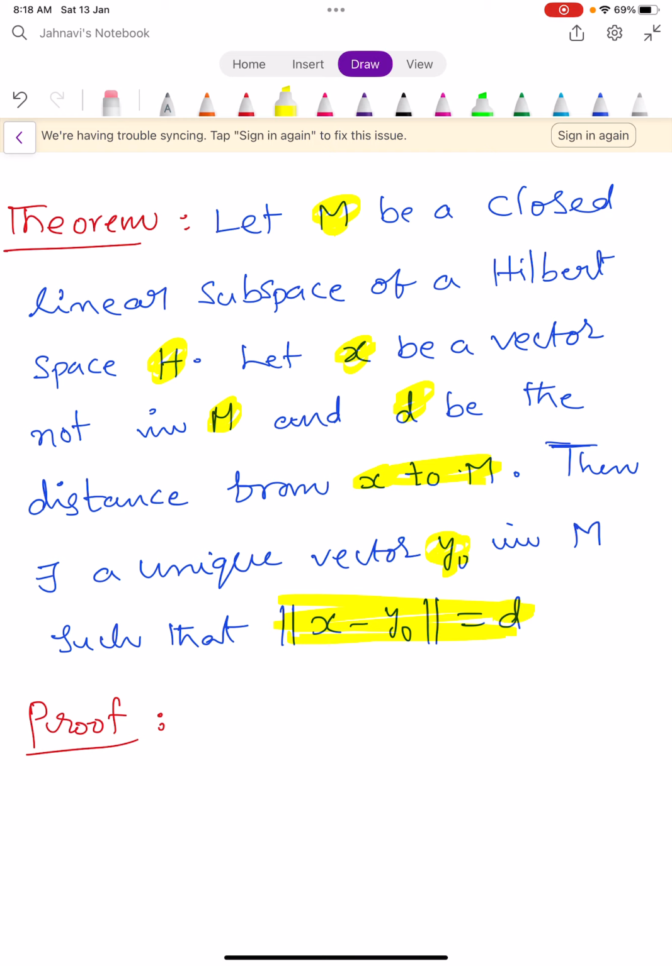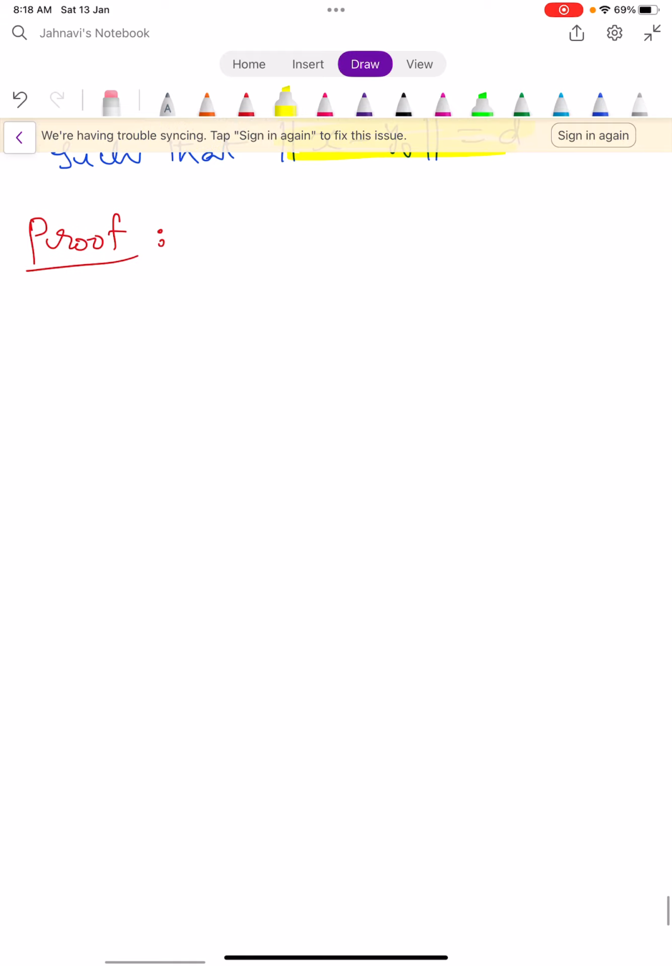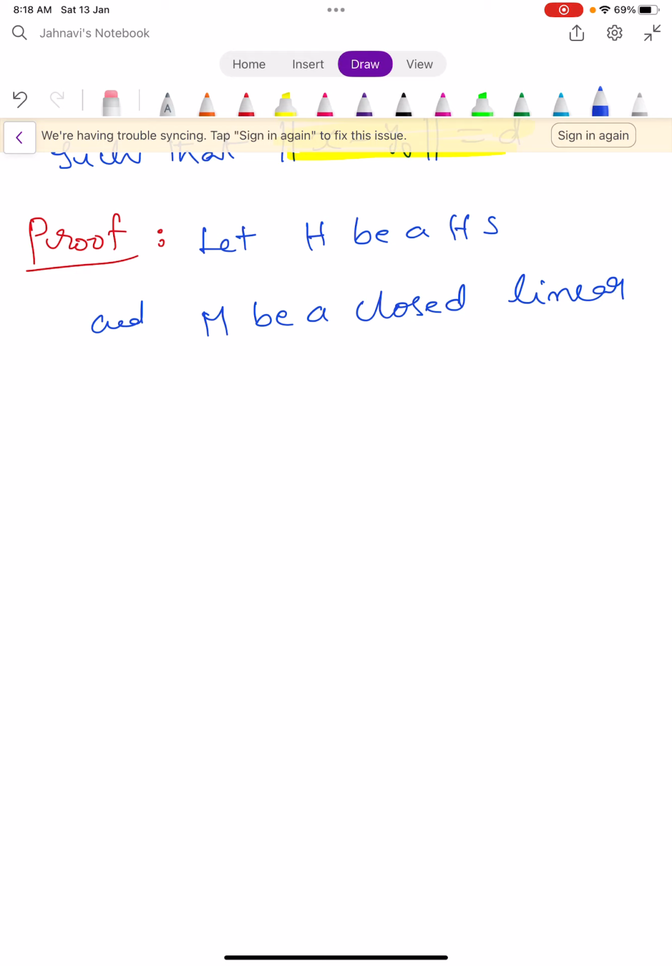So first we write the introduction part of this theorem. Let us see. Let capital H be a Hilbert space, and capital M be a closed linear subspace of capital H. M is a closed subspace of the Hilbert space capital H, and x is a vector not in capital M, that is, x does not belong to capital M.